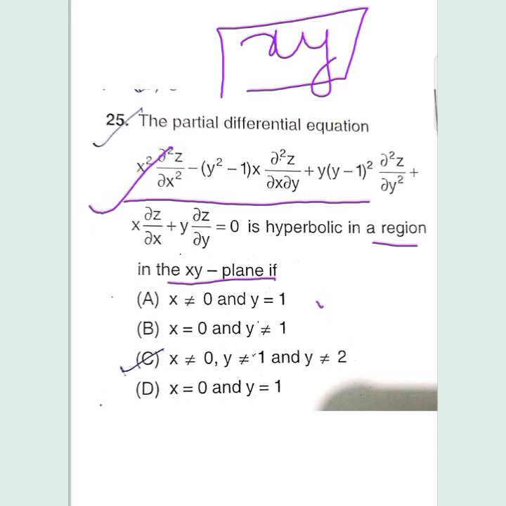We have to check whether the first option is correct, when x is not equal to 0 and y equal to 1. If I substitute y equal to 1, is it going to be hyperbolic or not?